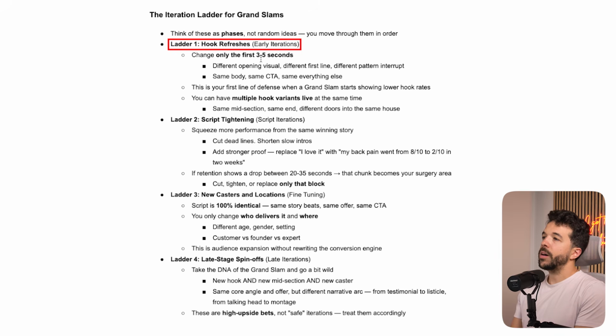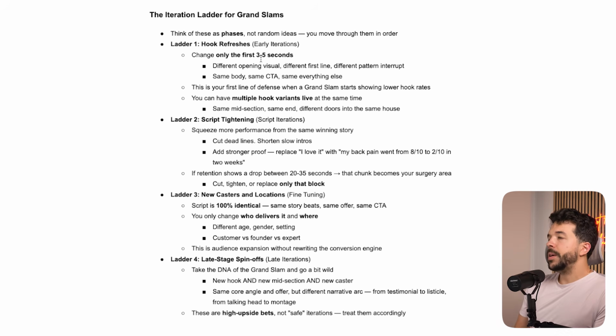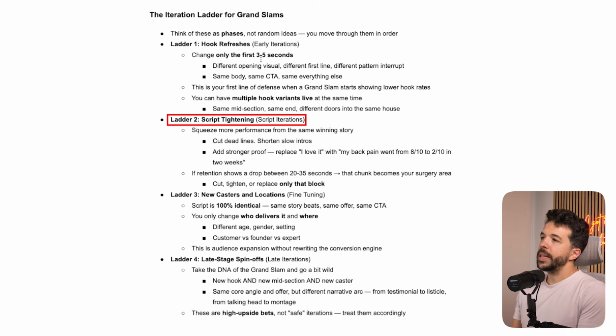Now, the first ladder of iteration is the hook refreshes, and this is what we call the early iterations. This is where you change basically the first 3 to maybe 5 seconds. You have a different opening visual, a different first line, a different pattern interrupt, but the same body, same CTA, same everything else. This is your first line of defense when a Grand Slam winner starts showing lower hook rates. You can have multiple hook variants live at the same time, same midsection, same end, different doors into the same house.